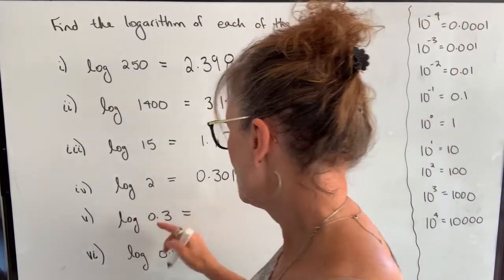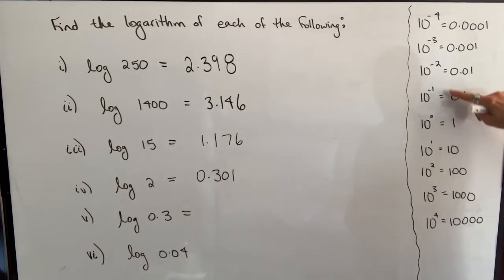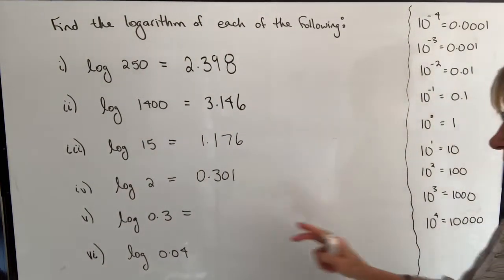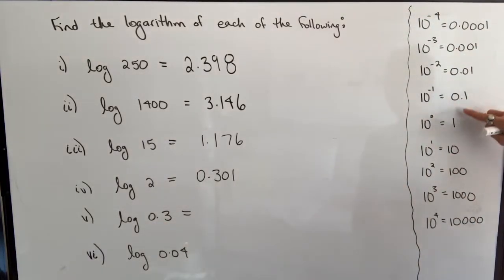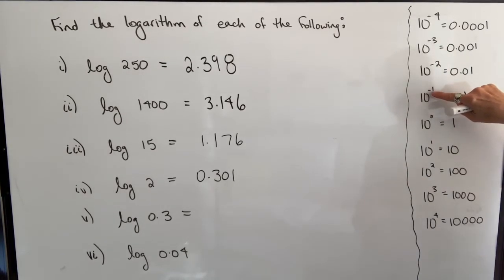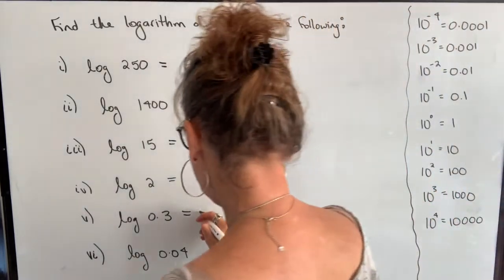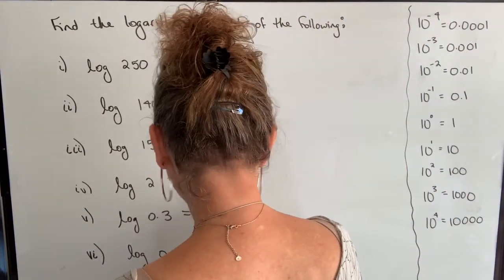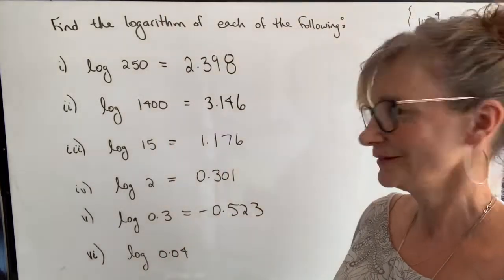Now when we get into values that are less than 1, we're going to encounter negative exponents. So 0.3 is between 0.1 and 1. Therefore, my exponent should be between -1 and 0. We punch it in and we get -0.523. Hopefully you're getting these results on your calculator as well.